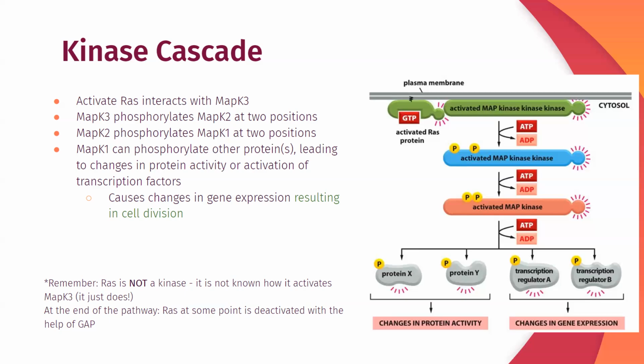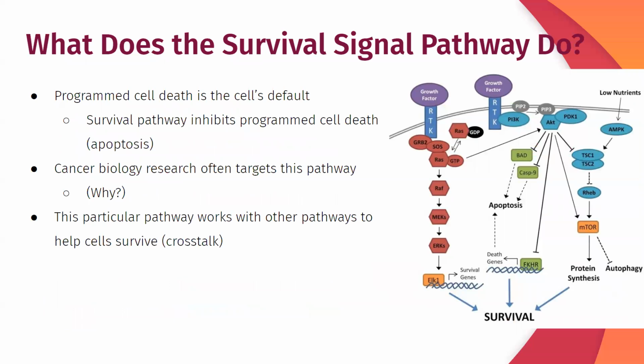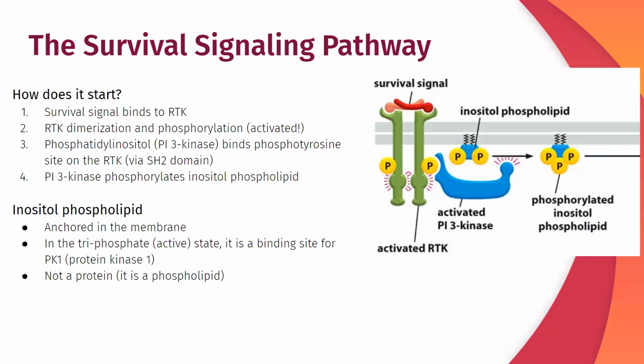All right. Cell survival signaling, my favorite pathway. So what does it do? The default for our cells, kind of sad, is that they're supposed to die. For the cells to remain alive, a signal needs to be constantly sent in order for them not to go into apoptosis. This pathway works really well with other pathways in order for cells to survive. It is not the only thing that needs to occur. So how does it start?